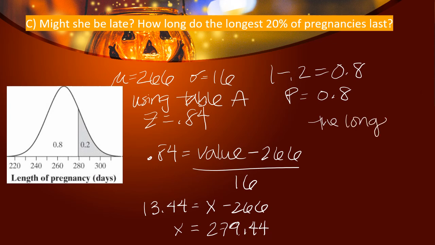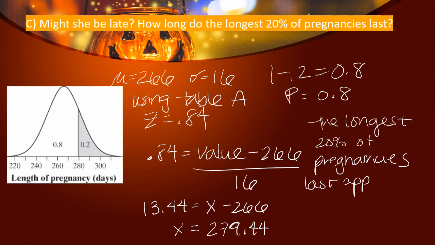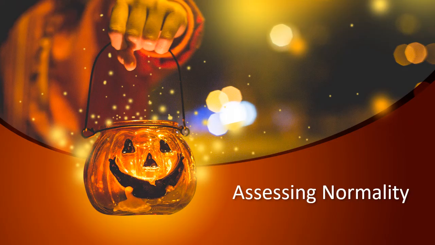The longest 20% of pregnancies last approximately, look at me abbreviating, 279 days or more. Which was 100% the case for me with my first pregnancy. Lucky me.